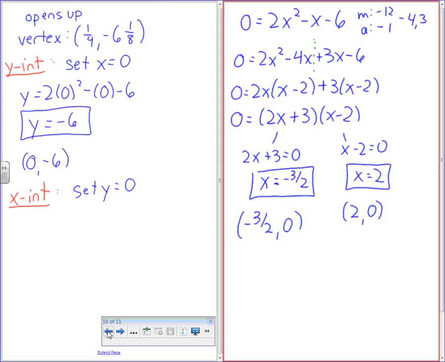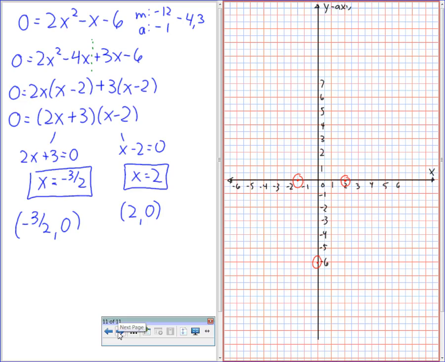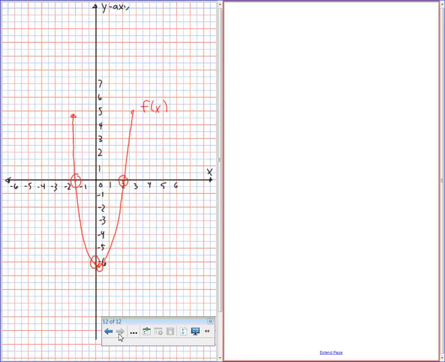What was the vertex? 1/4 and -6 and 1/8. Okay, so there's my graph. Right there. So that's f of x. Now I want to talk about the inverse. I'm not going to actually do the equation, but I just want to remind you guys the concept of what an inverse is. What is an inverse going to be? Go ahead. Isn't it, you flip the x and y? Very good. So all an inverse is, I'll do this over here.